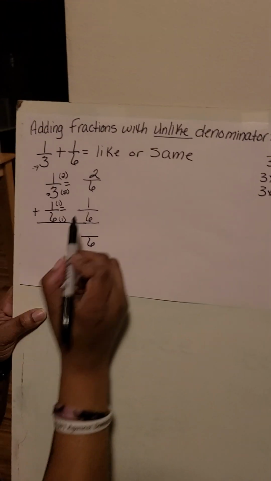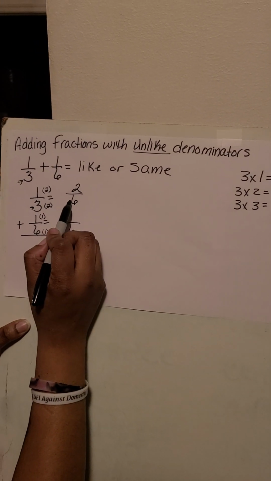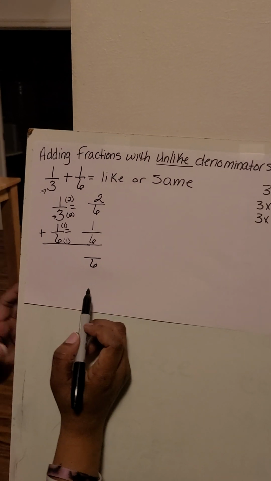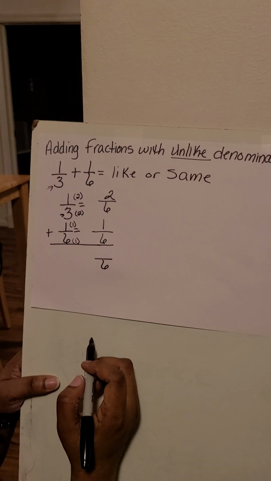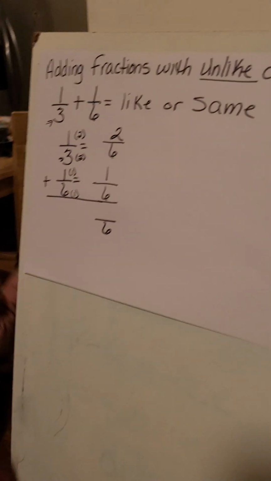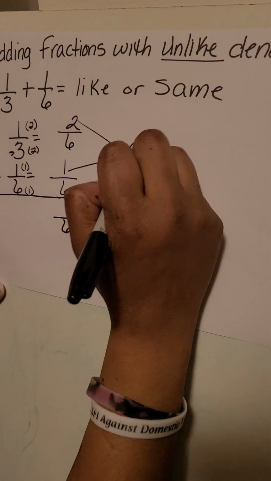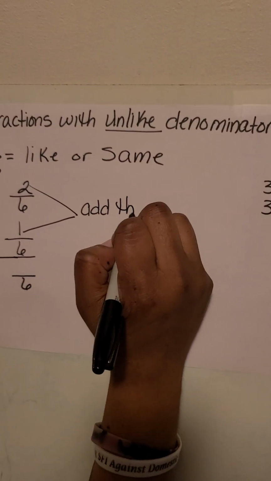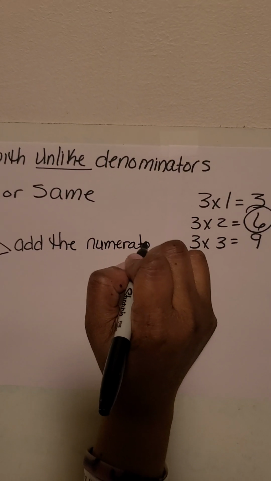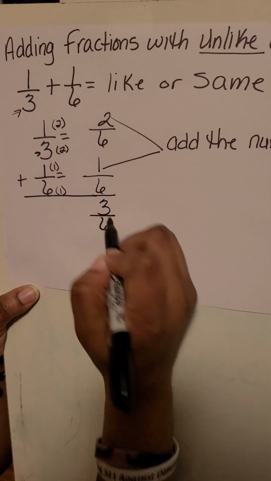What do we do now? Well, we've already brought down our like denominator. When you have like denominators, the only thing you have to do is bring them down. You do not have to add like denominators. You just simply transfer it to whatever your new fraction is going to be. But what you do have to add are the numerators. Add the numerators. 2 plus 1 is 3.